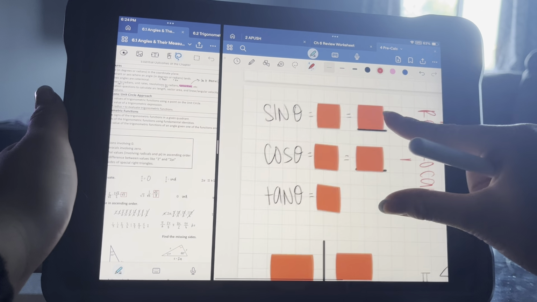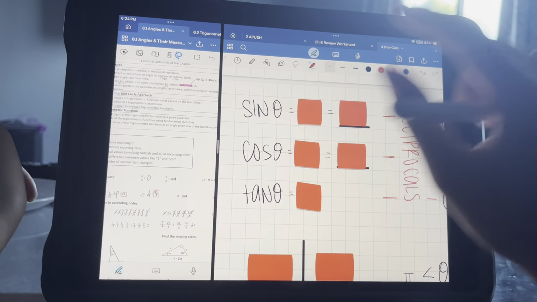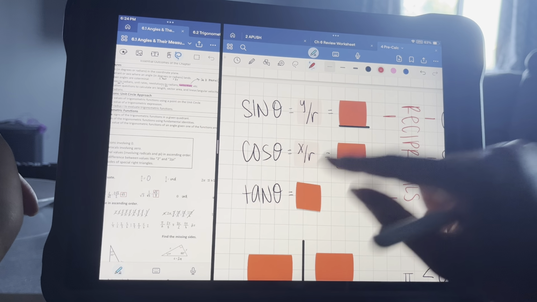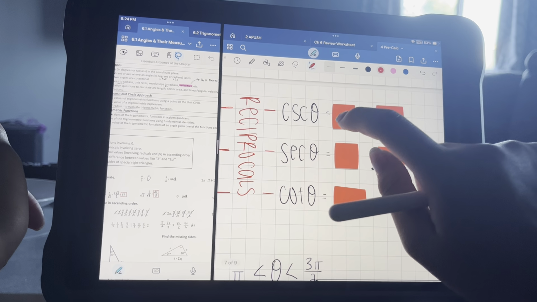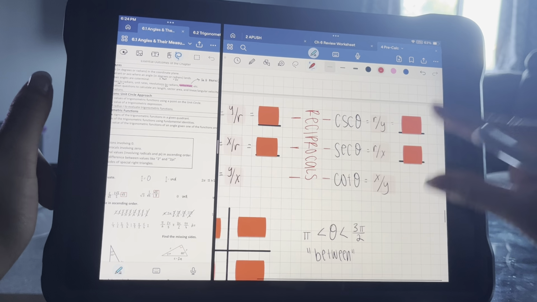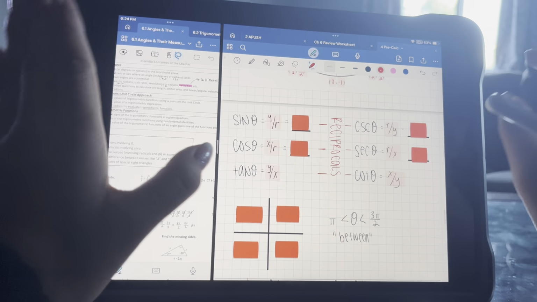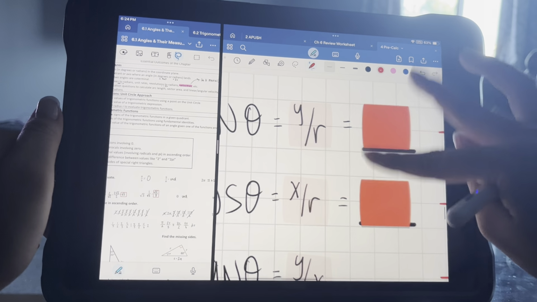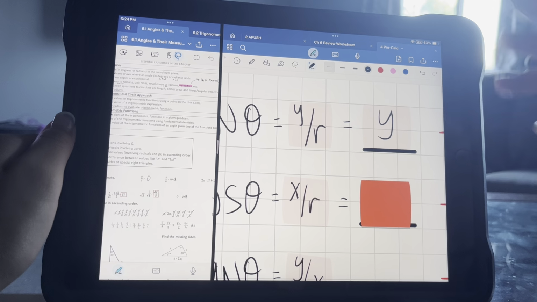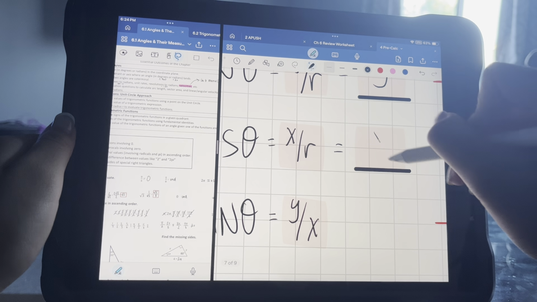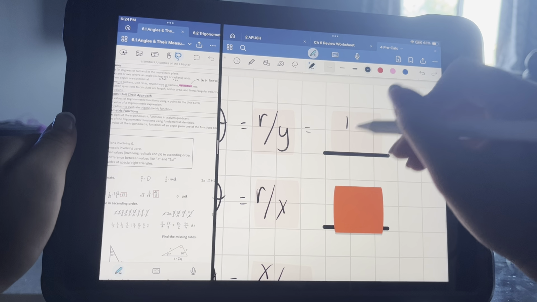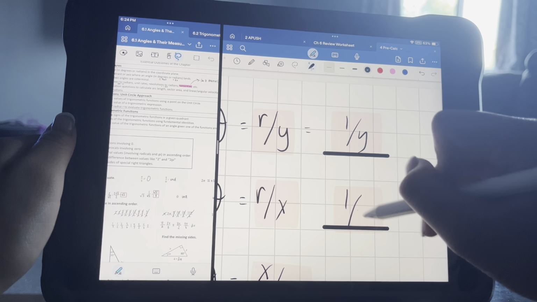Ignore that. We know sine, the ratio for sine is y over r. For cosine, x over r. Tangent, y over x. Cosecant, r over y, secant, r over x, cotangent, x over y. But when we're on the unit circle, r equals 1. Y over 1 is the same thing as just y. X over r is the same thing as x. It's the same thing as 1 over y, 1 over x.